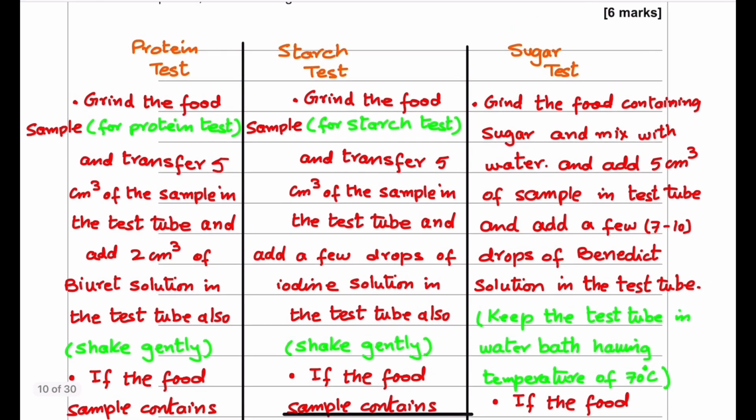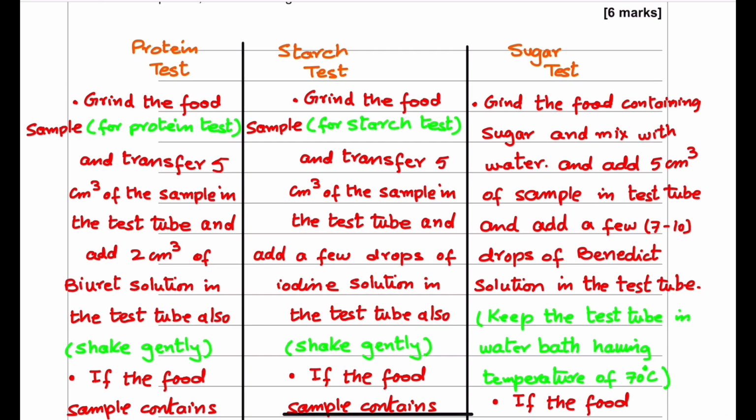Our second test is the test for starch. We will repeat the same process: grind the food sample for the starch test, transfer 5 cm cube of the sample into the test tube, and add a few drops of iodine solution. The student will get 1 mark for writing the clear information given in this initial step.